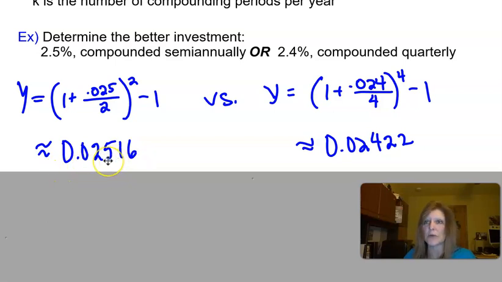0.02516, so that's about 2.5%. When I do the other one, the 2.4% quarterly, it's 0.02422, so 2.42%. It's a little bit better. So the higher interest rate is still going to be better, even though there's more frequent compounding with the 2.4%. So it helps me figure out, is that interest rate that's just a little bit lower but with more frequent compounding worth my time to go to that bank? Probably not.